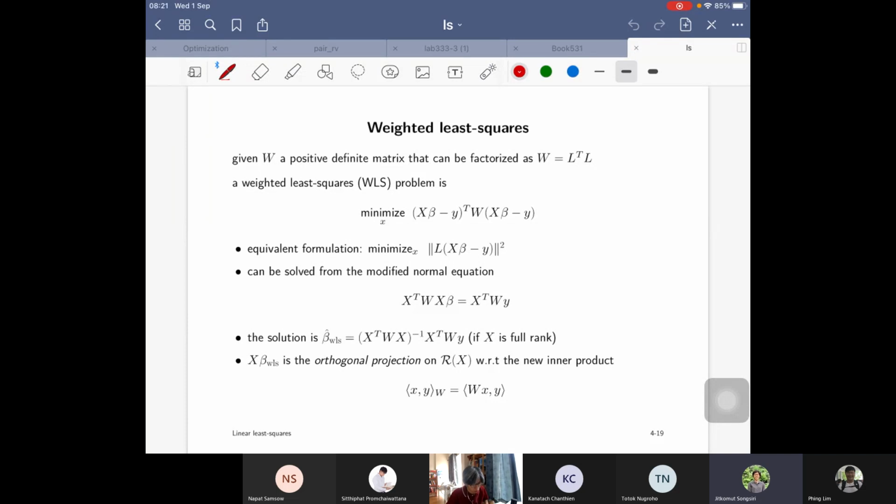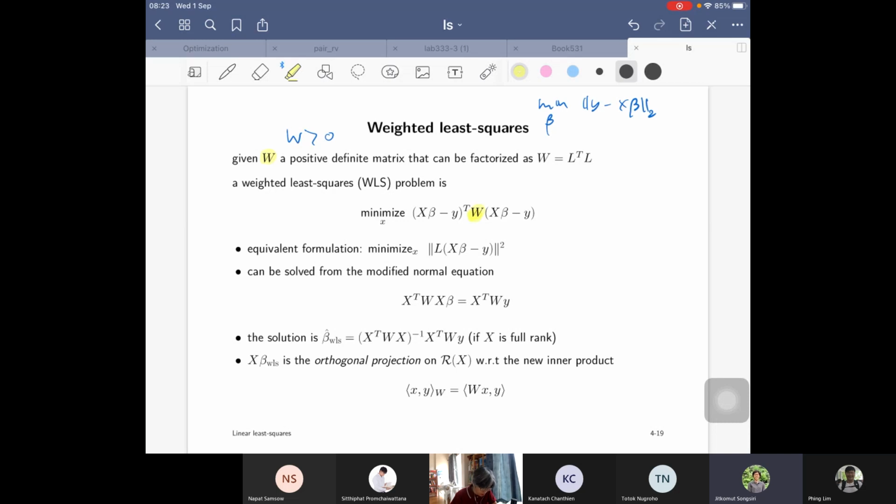This video lecture will talk about weighted least square, which is one extension of the linear least square. As we saw previously, the problem of linear least square is to solve for beta by minimizing the two norm of y minus x beta. Weighted least square generalizes the problem in the sense that, given a positive definite matrix W, you use this matrix W as a weighting matrix in the least square cost objective.